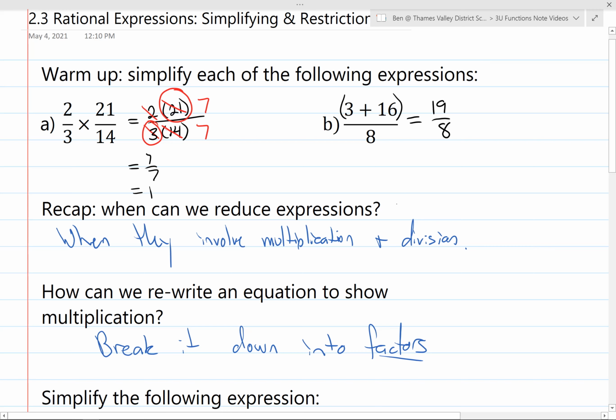Now, when can we reduce expressions? We can reduce expressions when they involve multiplication and division, and that's right here. We had 2 times 21 in our numerator, 3 times 14 in our denominator. So that's a multiplication happening in numerator and denominator. And because it's a fraction, that represents a division operation going on. Whereas over here, I'm not allowed to reduce this. Even though there's a 16 in my numerator and an 8 in my denominator, I might be tempted to divide those out. I can't do that yet because of those hidden brackets.